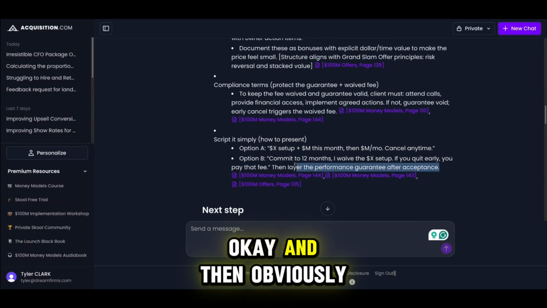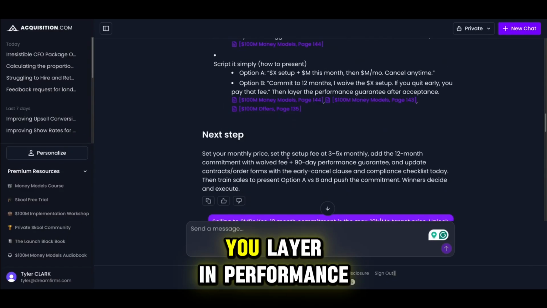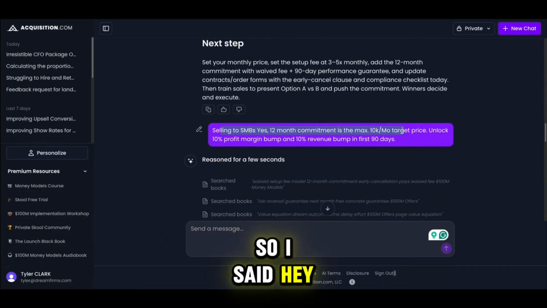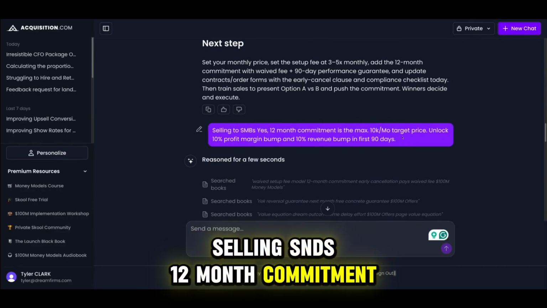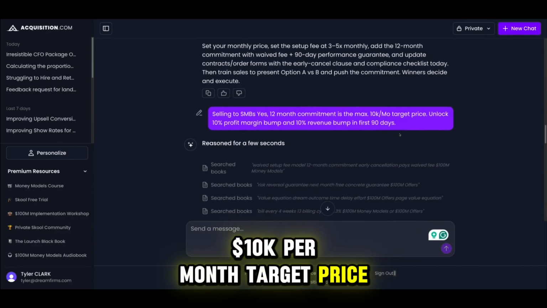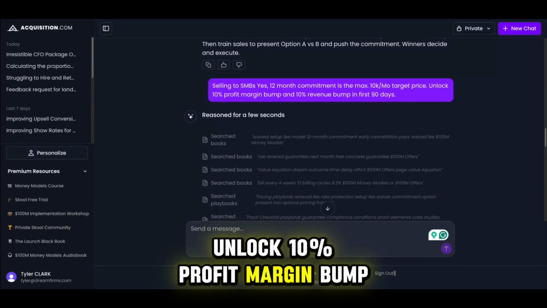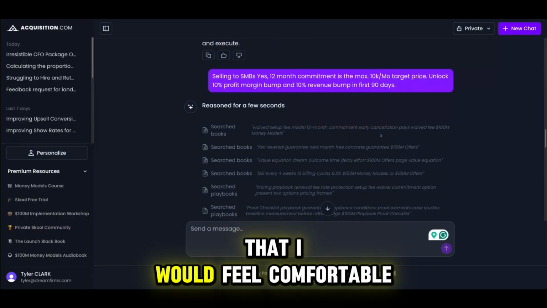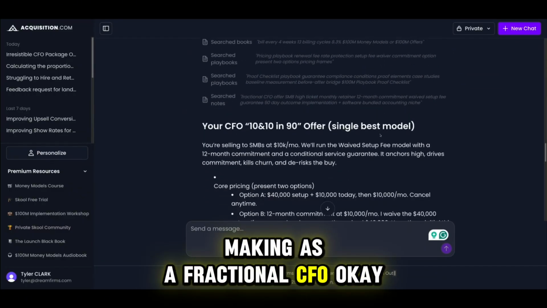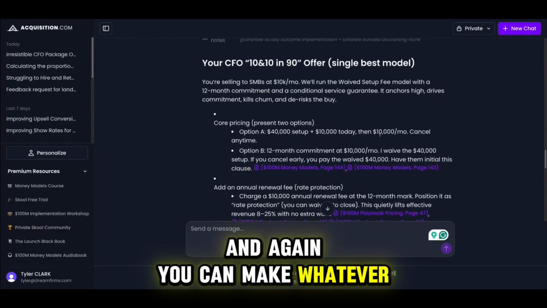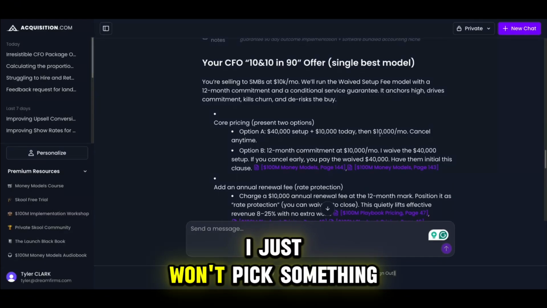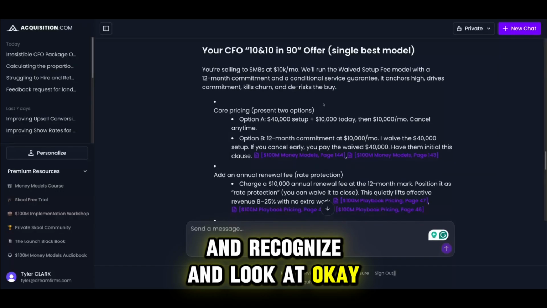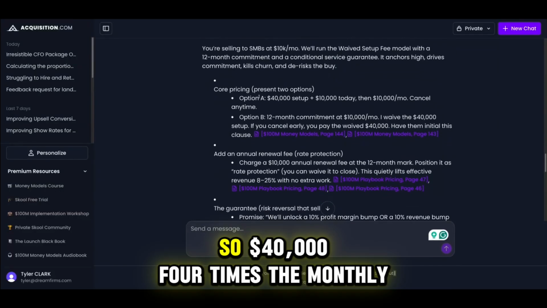Okay. And then obviously you want to make sure you layer in performance and guarantees upon acceptance. Okay. So I said, hey, selling to SMBs, 12-month commitment, 10K per month target price, unlock 10% profit margin bump and 10% revenue bump in first 90 days in terms of the promise that I would feel comfortable making as a fractional CFO. Okay. And again, you can make whatever you want. I just made it very simple. I just want to pick something that everyone could readily understand and recognize and look at.